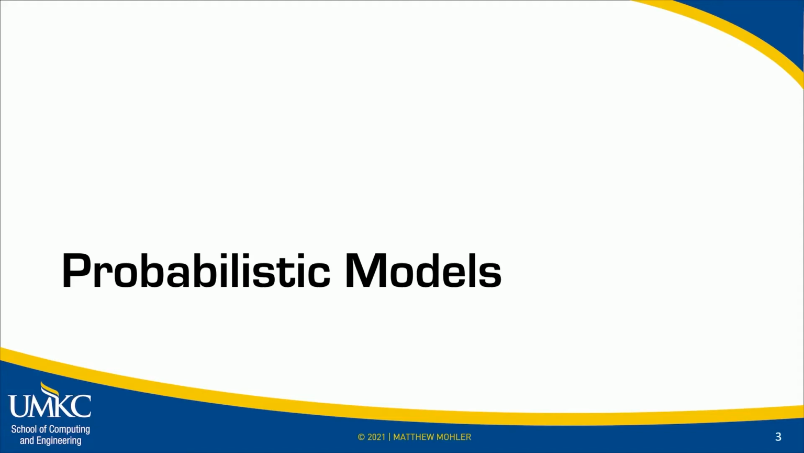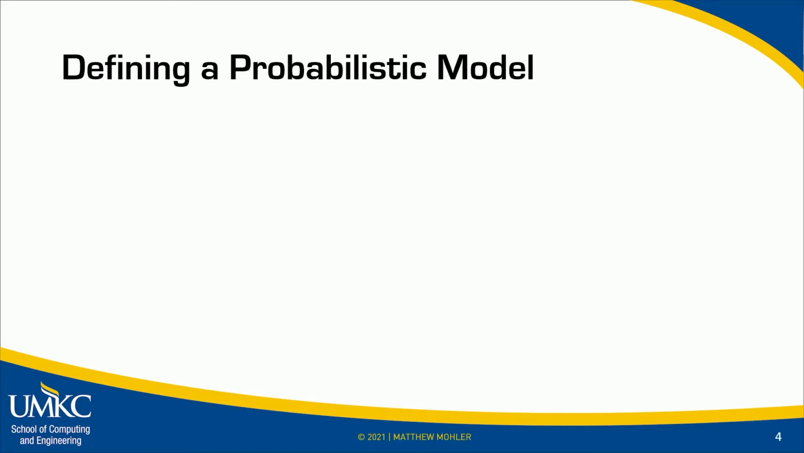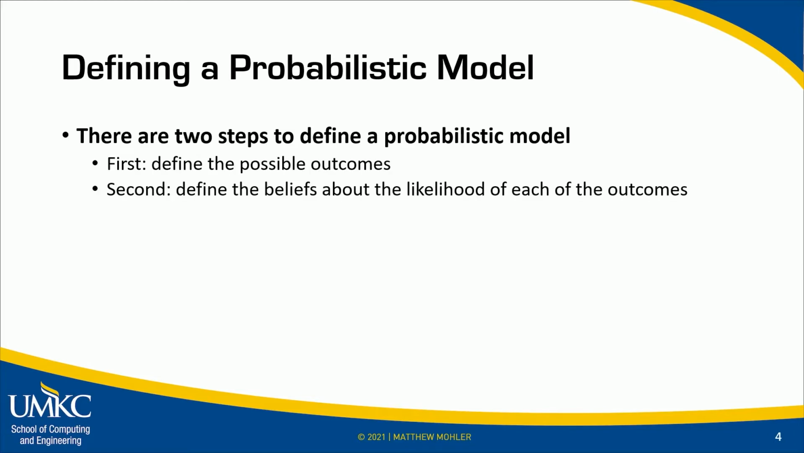In this lecture, we'll be looking at probabilistic models and how to define them. Now, a probabilistic model is just a model of a random process or of an experiment where we want to know what the possible outcomes are. So the first step in defining that probabilistic model is to define those possible outcomes.